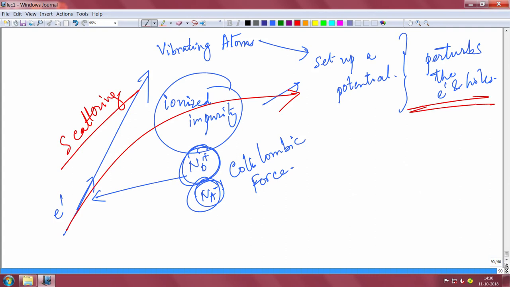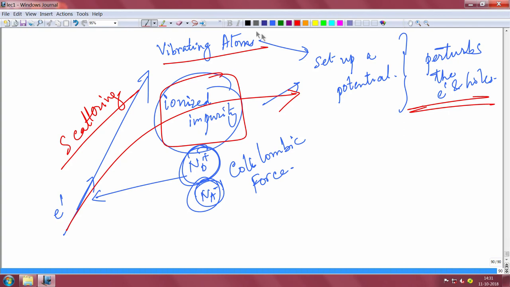It actually needs complicated quantum mechanics to solve these equations, which we are not doing in this course. But these vibrating atoms and ionized impurities set up a potential field, and that potential perturbs the electron's or hole's motion, and that's how they scatter.